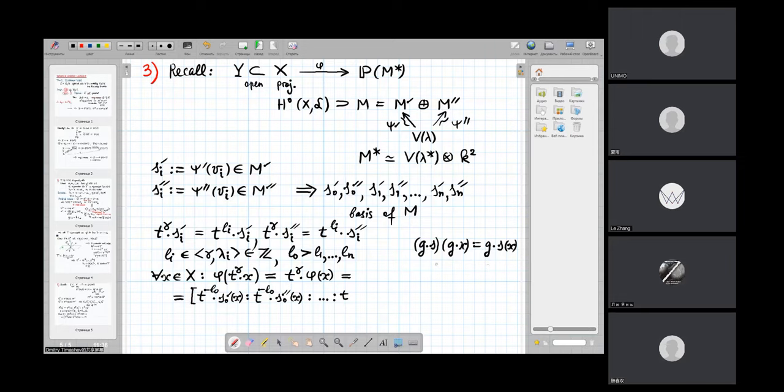So if you want to compute the value of s at gx, then it is the same as g shift of the value of g inverse s at g inverse x. So this is the formula. And again, you see here this inverse. So this is yet another explanation why this minus occurs here. Okay?